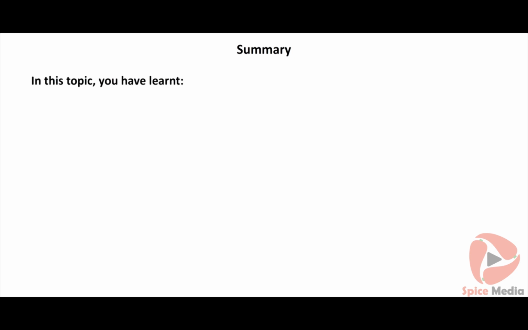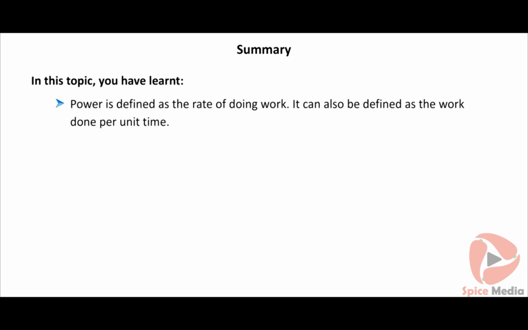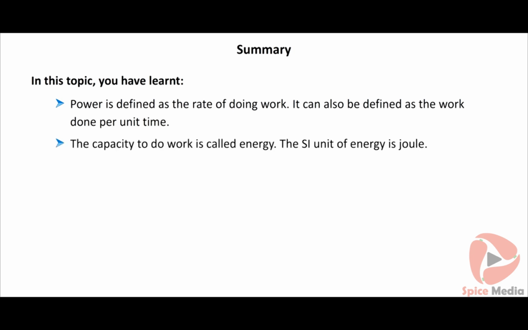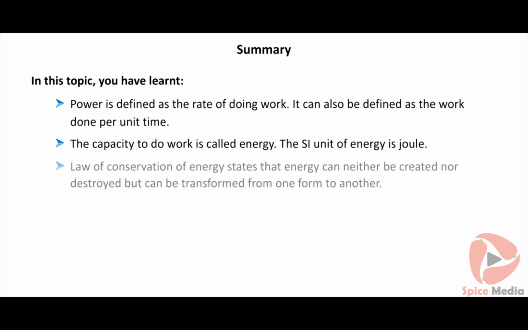In this topic, you have learnt that power is defined as the rate of doing work. It can also be defined as the work done per unit time. The capacity to do work is called energy. The SI unit of energy is joule. The law of conservation of energy states that energy can neither be created nor destroyed, but it can only be transformed from one form to another.